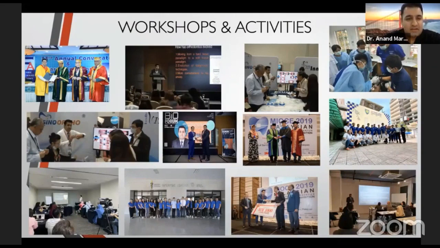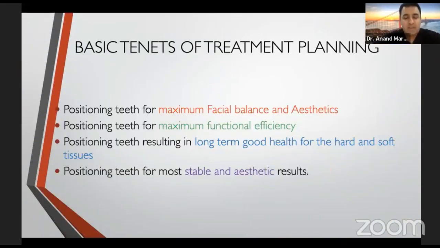Okay, so basically let's start with the discussion today. Whether it's passive self-ligation, active self-ligation, or conventional, we have some basic tenets of treatment planning, or basic principles, that we stick to. Some of them, I'm sure most of you would be well aware of, are Jackson's triad. Jackson's triad was basically aimed at three essential components when it comes to treatment planning.